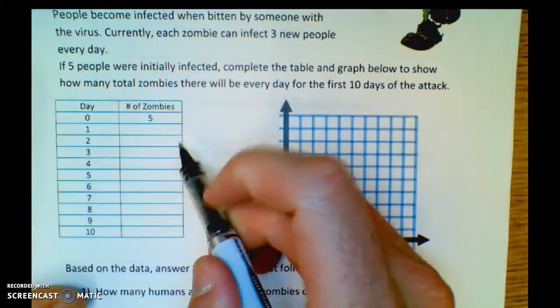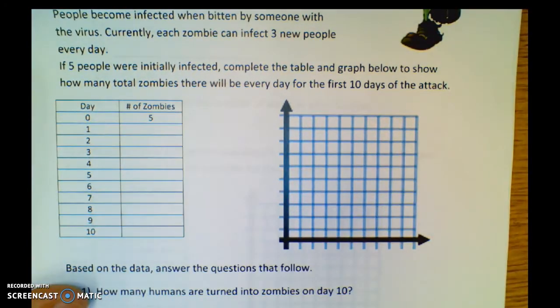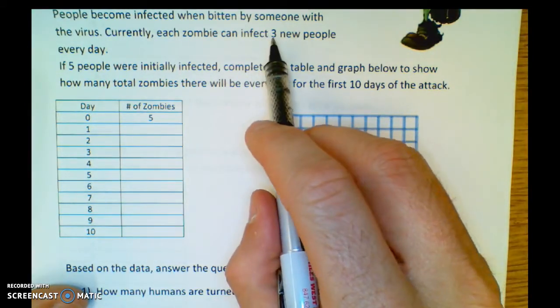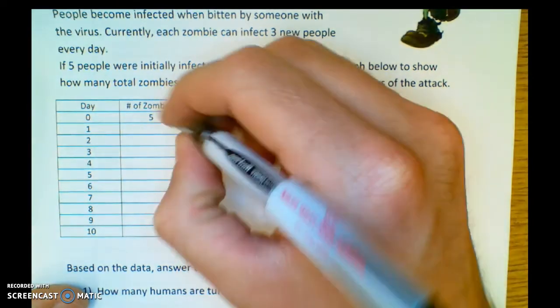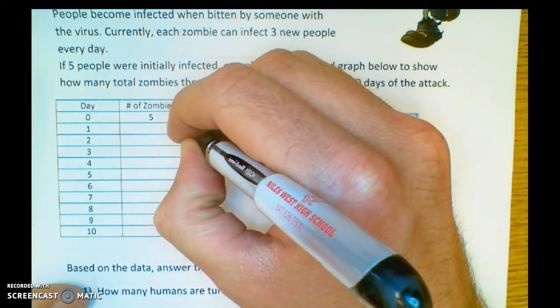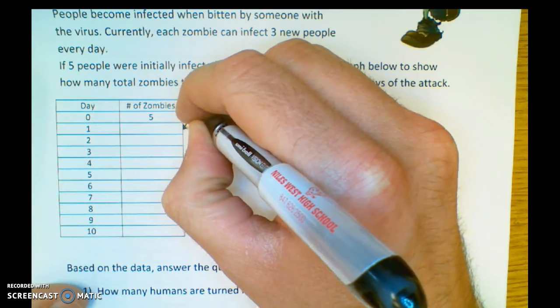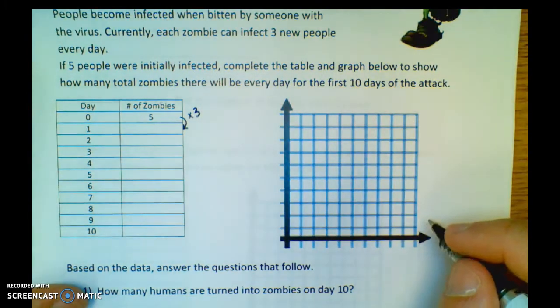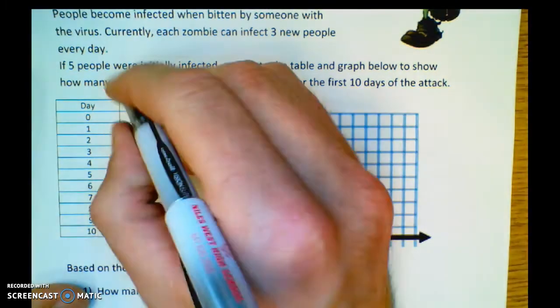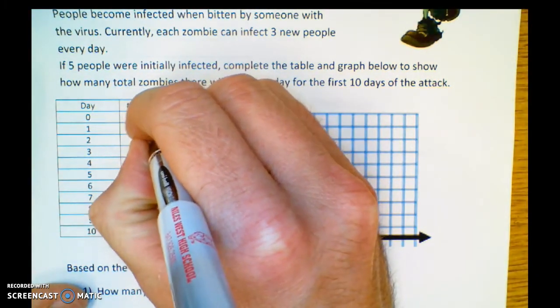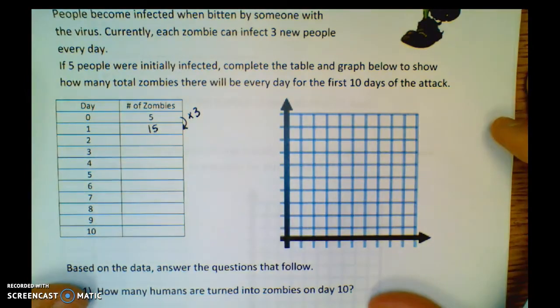Alright, so we need to fill out this table with the information that we were given. What it's saying is that every zombie can infect 3 new people. So if we start with 5, we're going to take 5 and multiply it by 3, because each zombie can infect 3 more people, spreading the virus. So 5 times 3 is 15. That's how many there are on day 1.